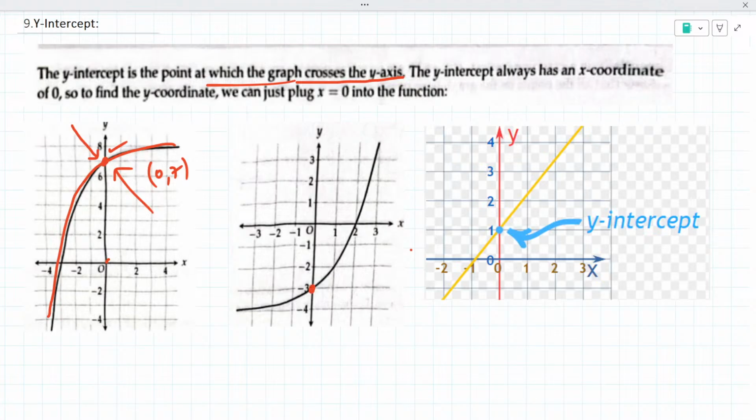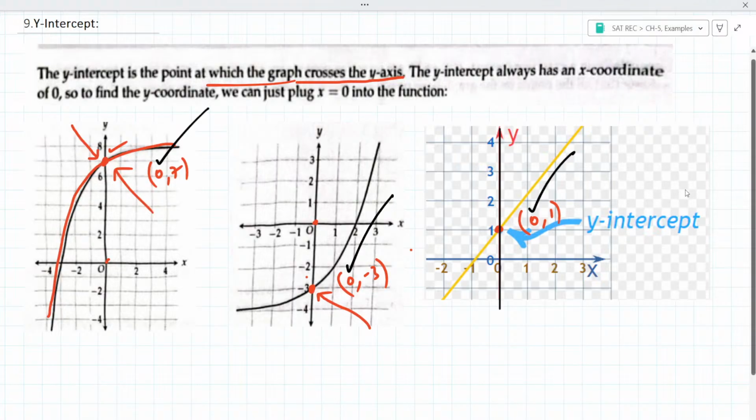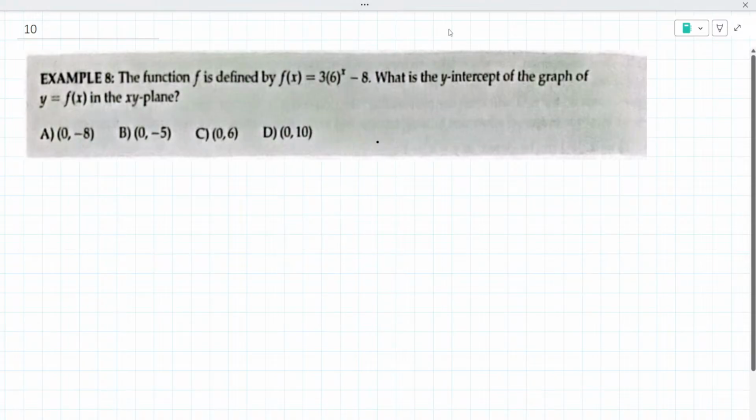Now you can see here, this is the y-intercept. Here the curve is crossing the y-axis. That is called the y-intercept, and at x equals 0, y equals -3. And here you can see this is the y-intercept. It is 0, 1. What did you notice in all of them? At the y-intercept, the x value is always 0 because it will always be on the y-axis. Hope it's clear. Now I'm moving to the next one.